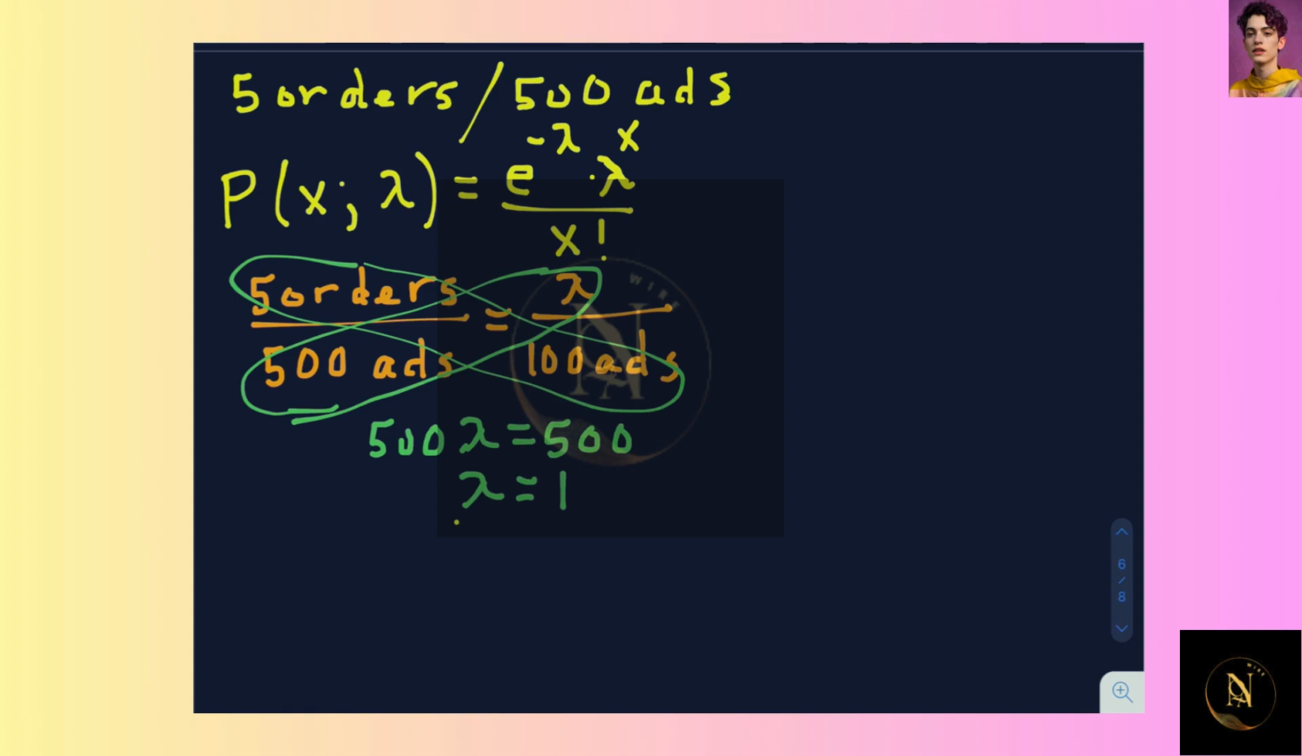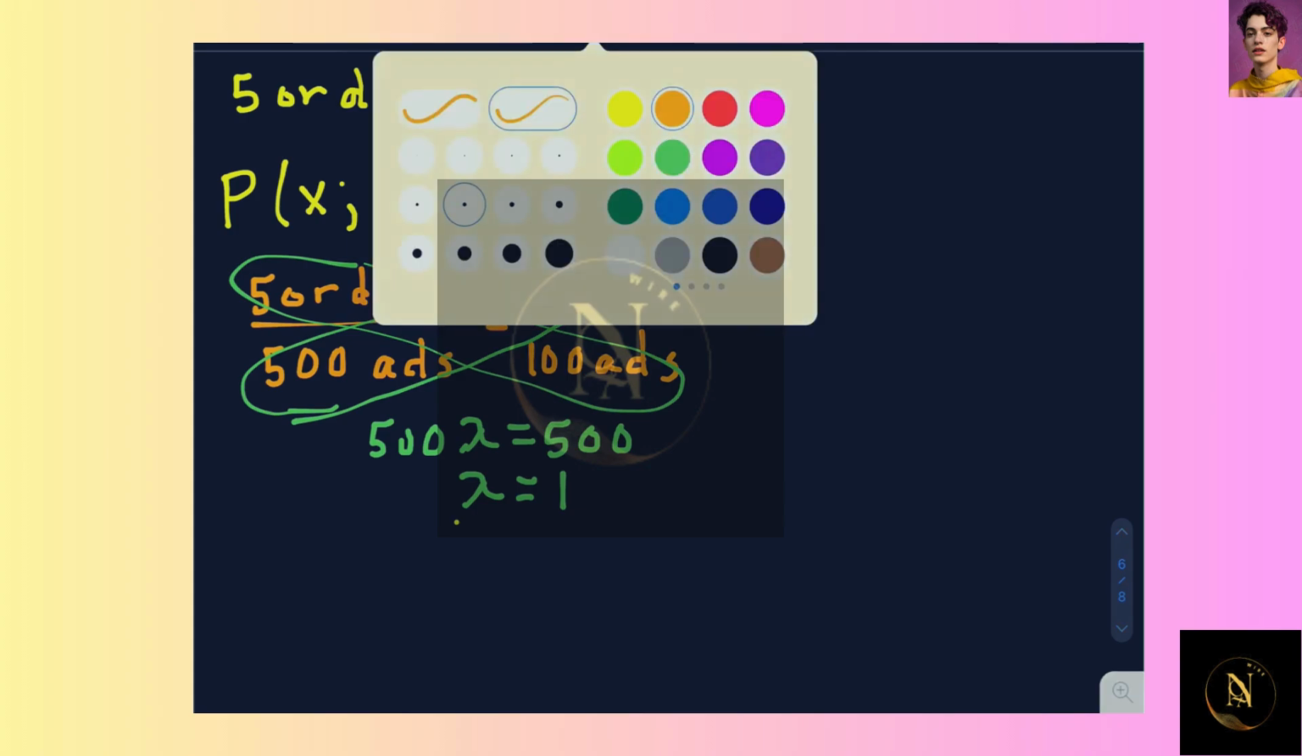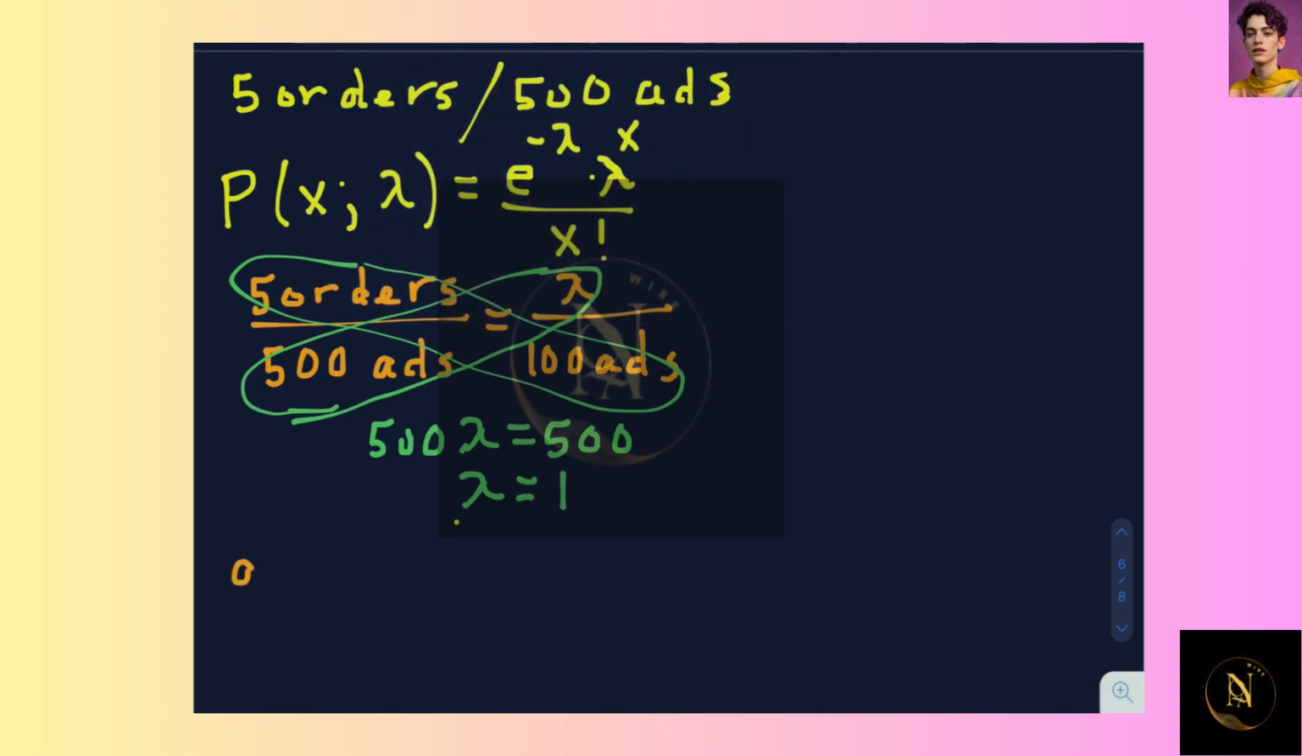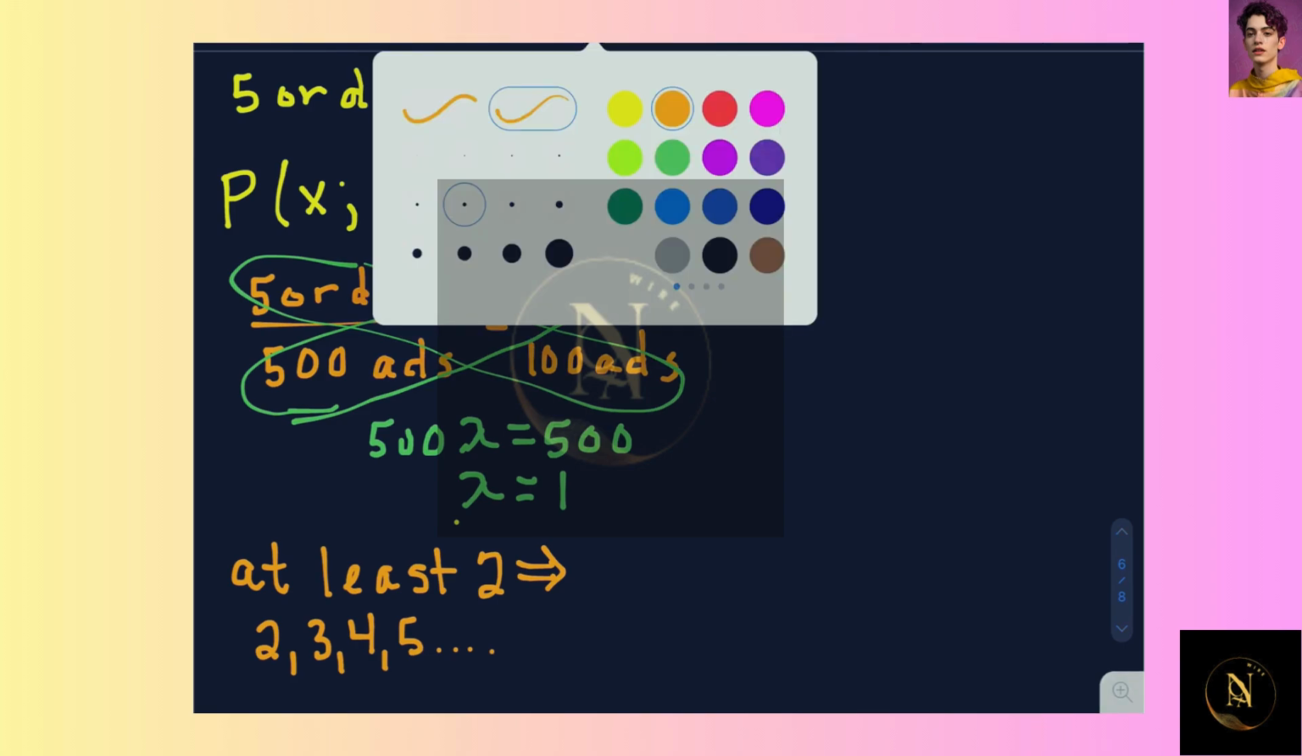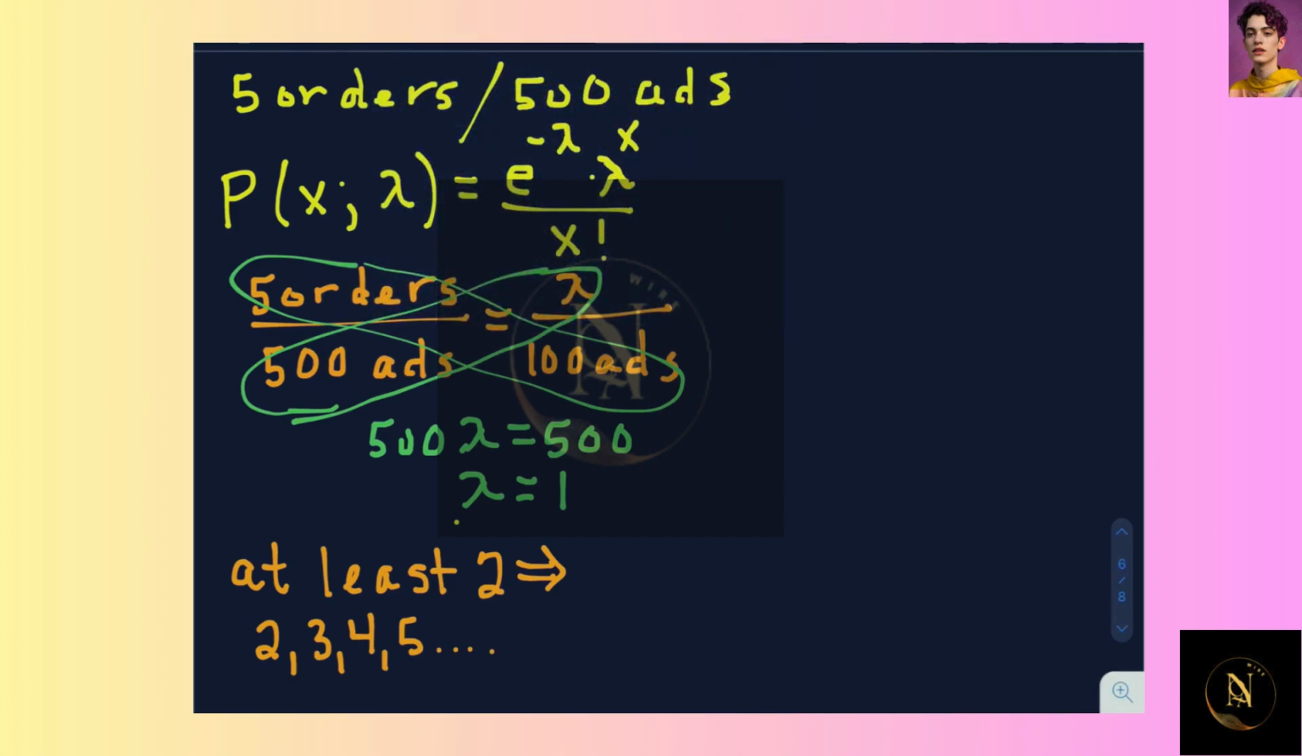Now, we're trying to find the probability of receiving at least 2 orders. So if we define what at least 2 orders means, well, that could mean that we have 2 orders, or 3 orders, or 4, or 5, and it's an infinite list. So it's hard for us to do the probabilities of all of those. So in order to solve this, we're going to have to think in terms of a probability distribution chart.